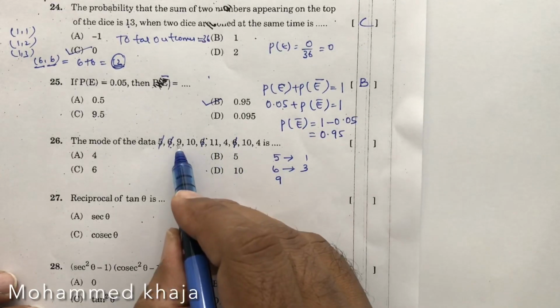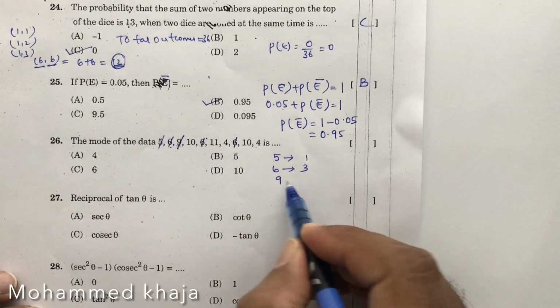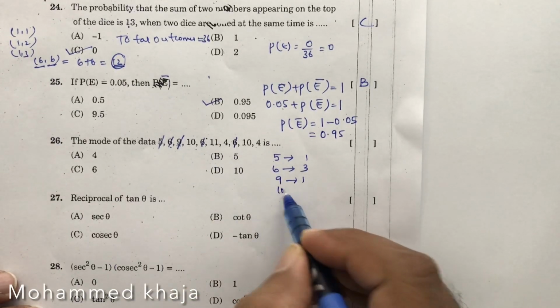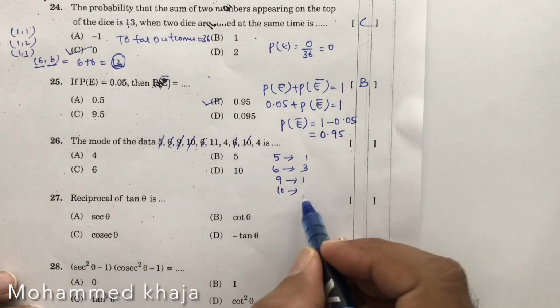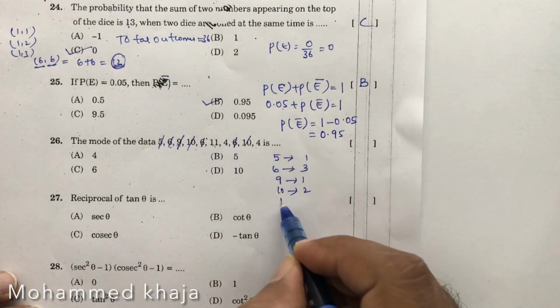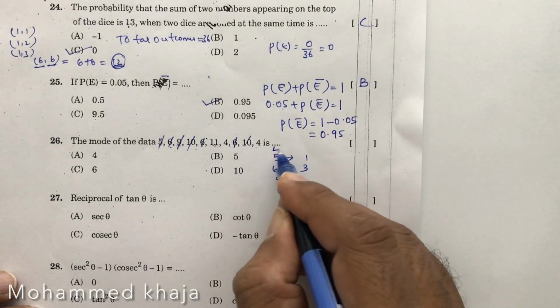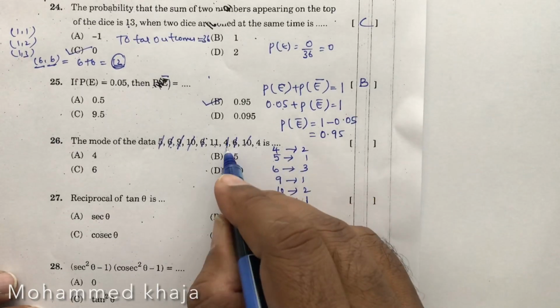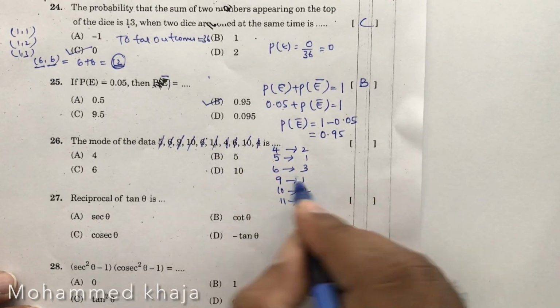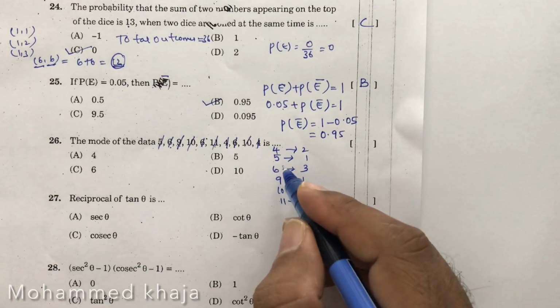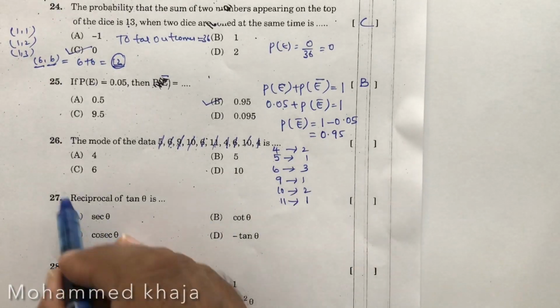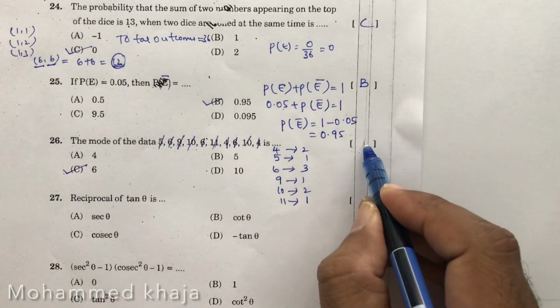Then 9 you have only one time. 10, 2 times. Next, 11, one time. 4, 2 times. So the highest is 6. The observation which occurs more frequently is 6. So the mode is 6.